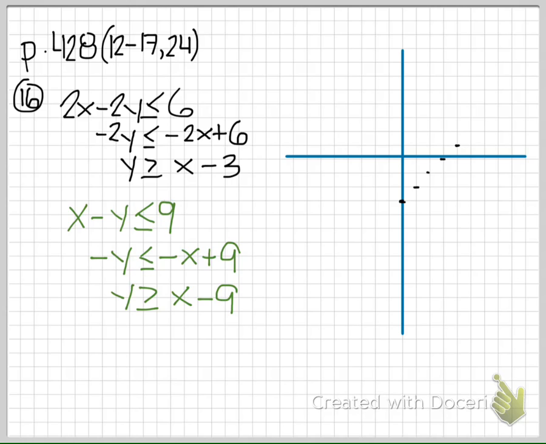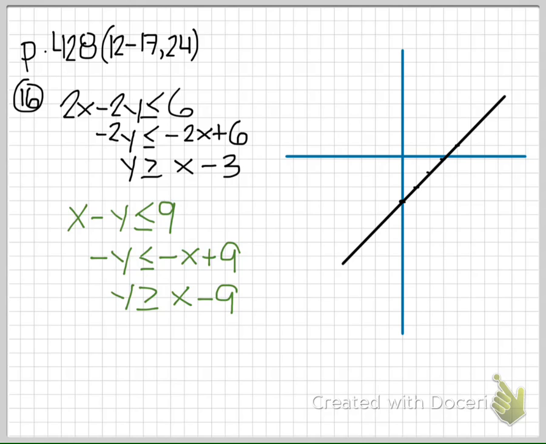I'm going to go ahead and connect the dots with a straight line. I'm using a solid line because it is greater than or equal to. I don't need to worry about the dashed lines just yet.